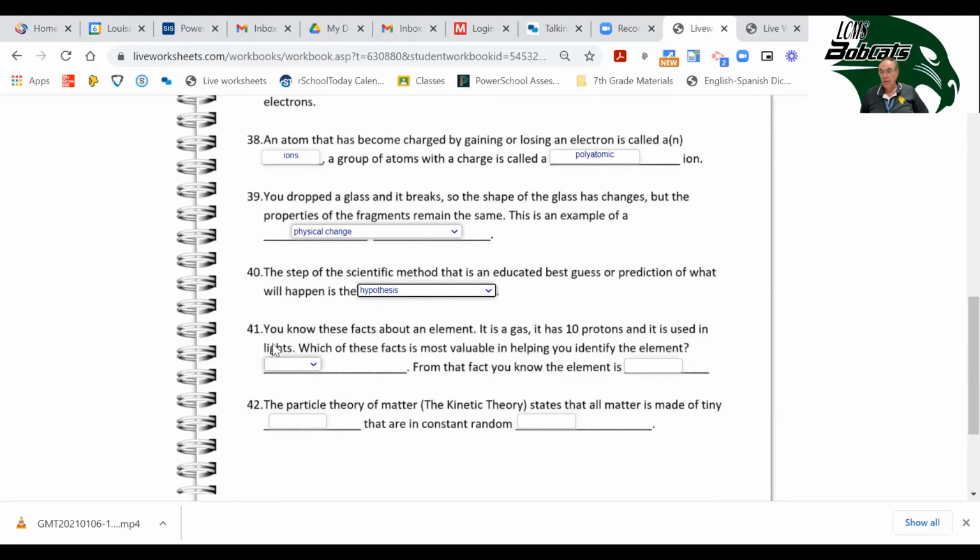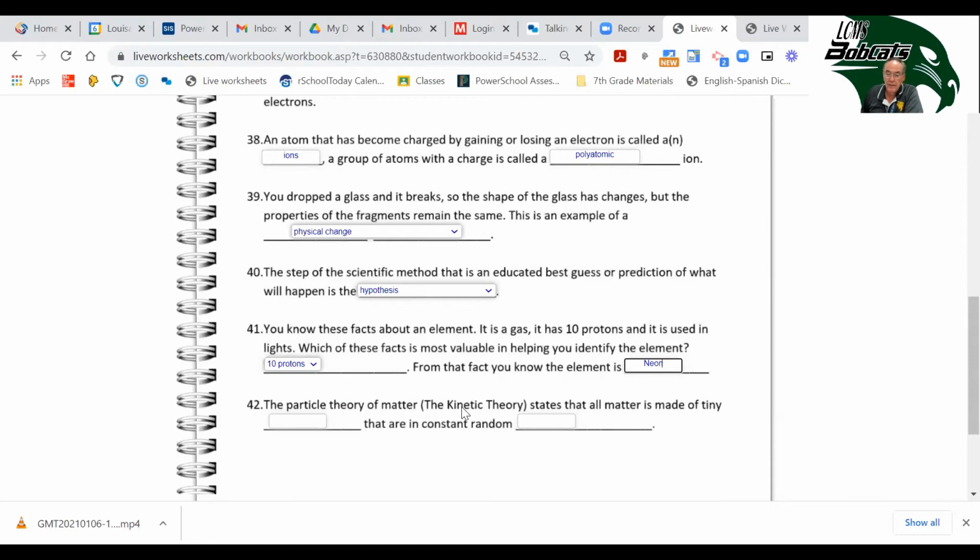And it's used in lights. Well, there could be a lot of gases used in lights. So the one that's most important is the one that says that's who it is. It's 10 protons. It has an atomic number of 10. From this information, we look at the periodic table and we see that neon has an atomic number of 10.